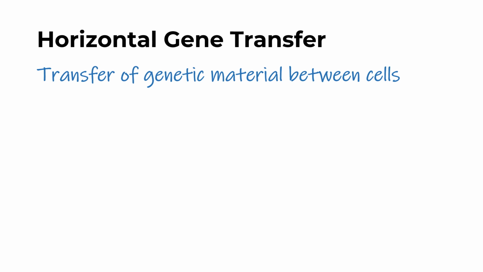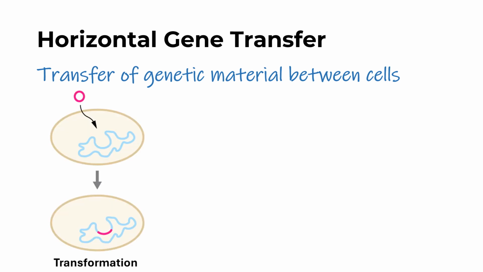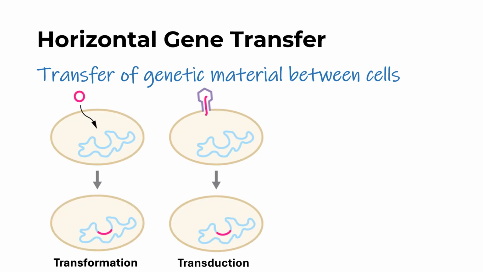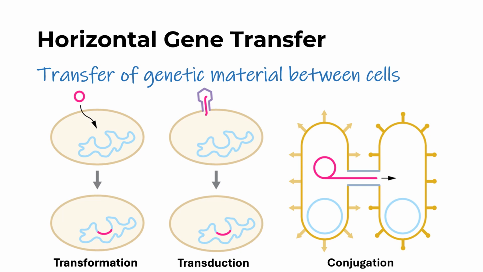There are three types of horizontal gene transfer that occur in prokaryotic cells: transformation, transduction, and conjugation. And we're going to talk through each one of these.